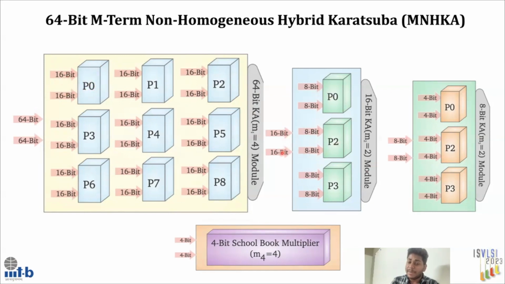It will take two 16-bit inputs, and since it is a two-term multiplier, it will divide this 16-bit into two equal terms, each of 8-bit. Since it is a two-term, it will contain three submultipliers. If we expand this, it contains three submultipliers again. Since it is also a two-term multiplier, it will divide this 8-bit input into two equal parts, that is 4-bit each. At the final stage, we have a schoolbook multiplier. Like this, we have the structure for the optimal m-term non-homogeneous multiplier for 64-bit.